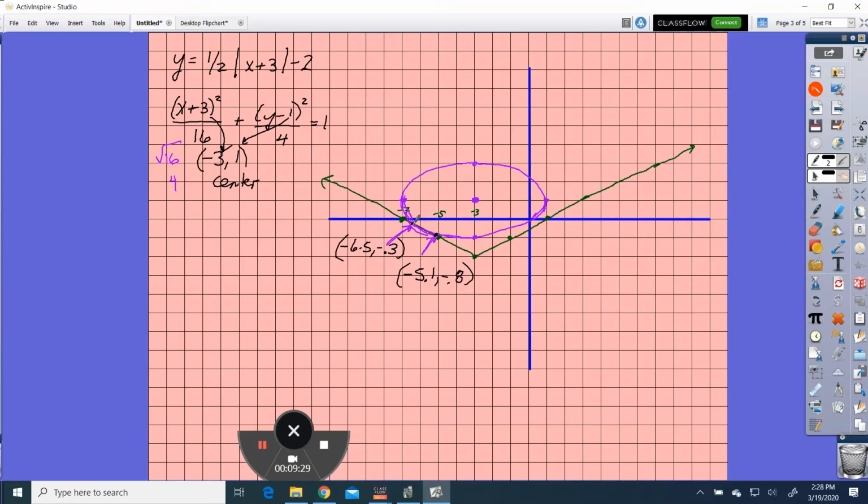So the solution is where these two graphs intersect. Okay. So that's saying that this x and this y will be a true statement for both of these equations.